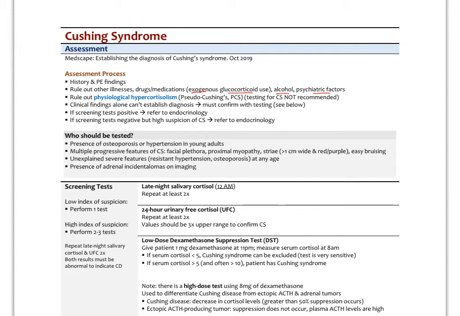If the screening tests are positive, this is the case, you do want to refer to endocrinology. If the screening tests are negative, but we still have a high suspicion for Cushing's syndrome, still refer to endocrinology. So that's usually where we go kind of outside the typical realms of primary care.